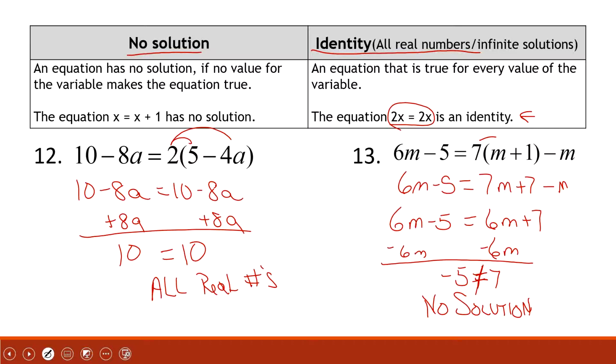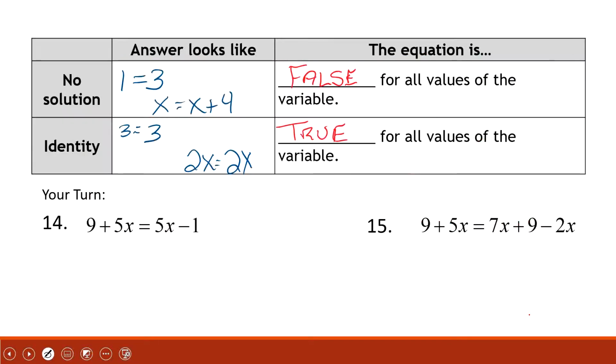So those are our examples for that. We are going to do a little bit of this on the test when we get to it, or on the quiz actually. So again, next page are some problems for you to try. I have kind of written in here what our answers look like. For no solutions, when you get everything solved, you're going to end up with 1 equals 3. That can't work. That doesn't work. You'll end up with x equals x plus 4. X can't equal x plus 4 because x plus 4 is going to be 4 more than x is.